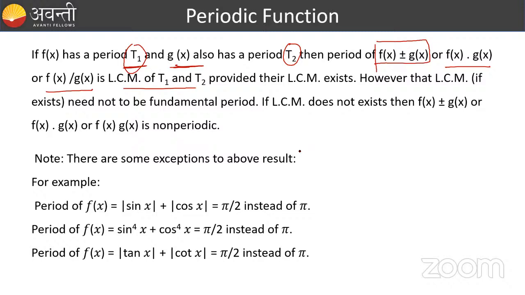The important thing is, if the LCM of their periods exists, then we can say the period of f of x plus or minus g of x, or f of x into g of x, or f of x by g of x is the LCM of t1 and t2, if f of x and g of x have the periods t1 and t2 respectively. Is it clear to all? However, that LCM, if it exists, need not be the fundamental period.